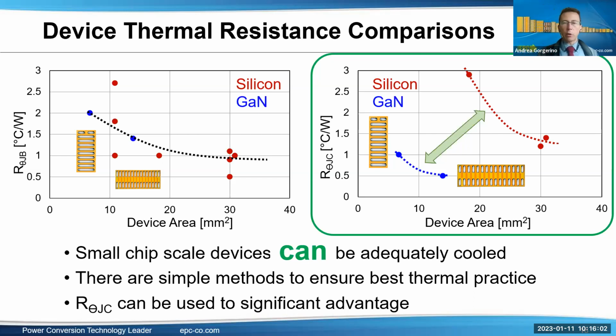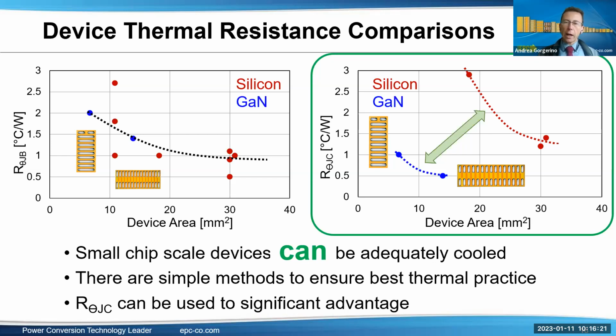Basically, they all sit on the same curve. It's proportional to the area. So similar behavior here when you talk about junction to board. GaN is smaller, as I mentioned before. So for the same RDS on, you tend to get slightly higher thermal resistance to the board.